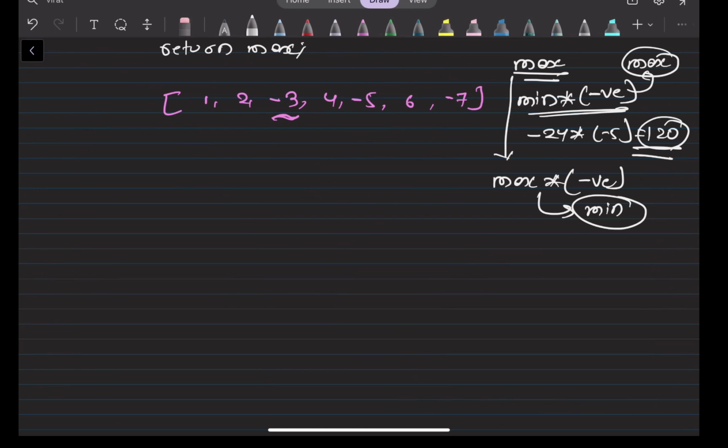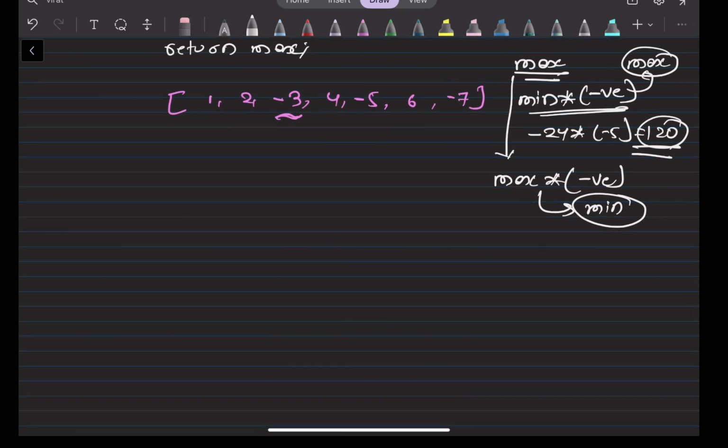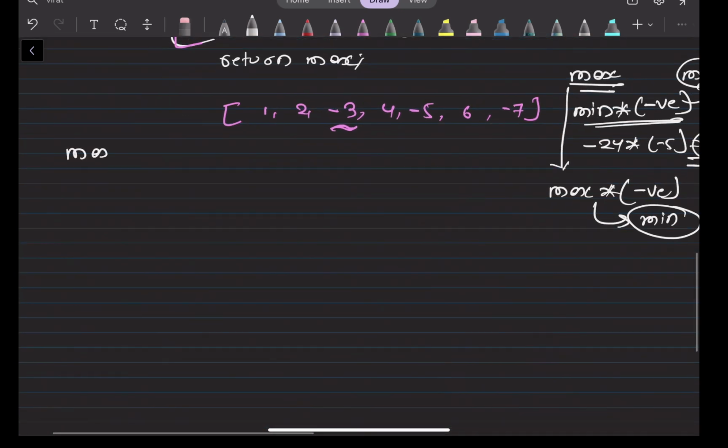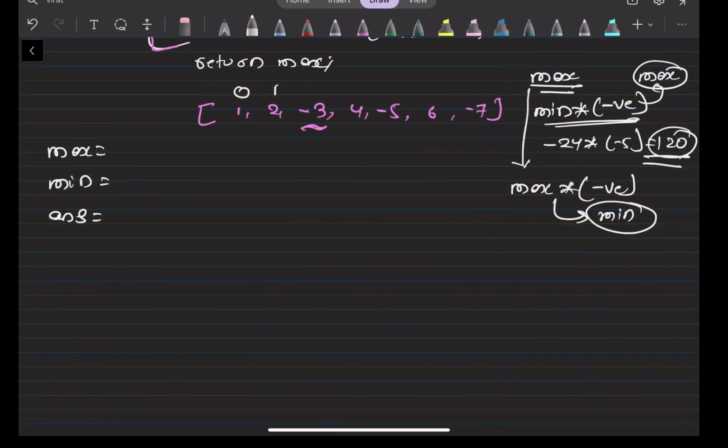So how can we do this? Let's iterate on this. We will consider three things here. We will take maximum, we will take minimum, and we will select what is my answer. Let's take maximum also as the first element only, so we will take it as 1. Minimum also we will take as 1. Answer also we will take as 1. So every time there will be two possibilities: one we will get by multiplying into max, and one we will get by multiplying into min.